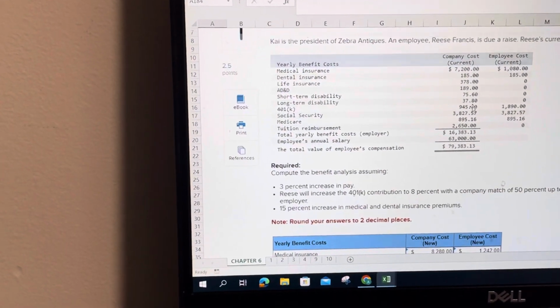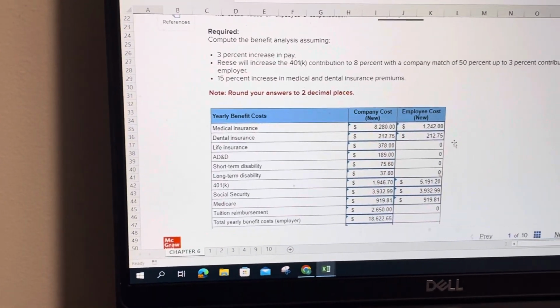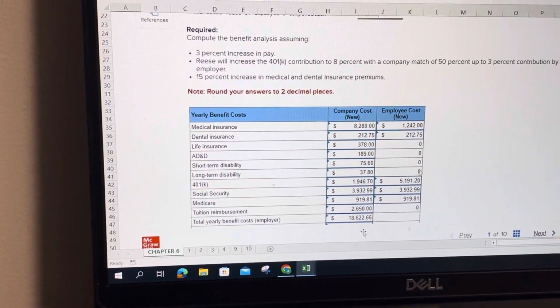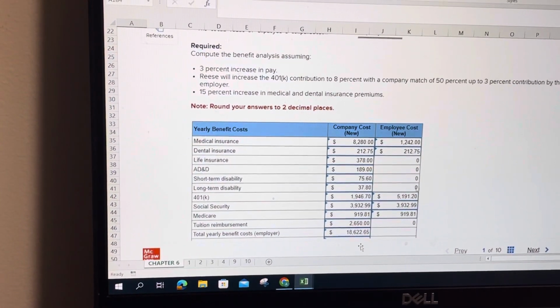If you look at my computation, these are all correct. This is how you get the number. All right, I hope this helped. Thank you.